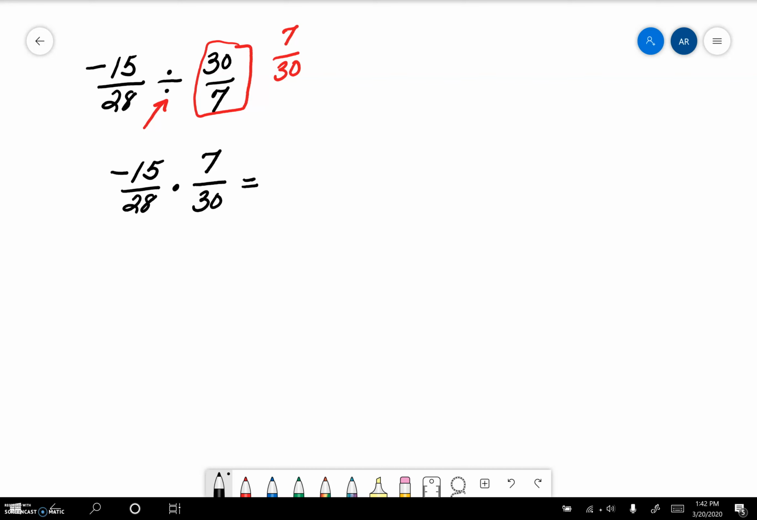Okay, now we're going to rewrite it. I always rewrite it as one fraction, so it's negative 15 times 7 all over 28 times 30. The first thing I'm going to say to myself is, I can see right here I can get a 3 times 5, and then I can get a 5 times 6 here. And in this one, I'm going to be able to get a 7 times 4. So that's how I want to start breaking it up.